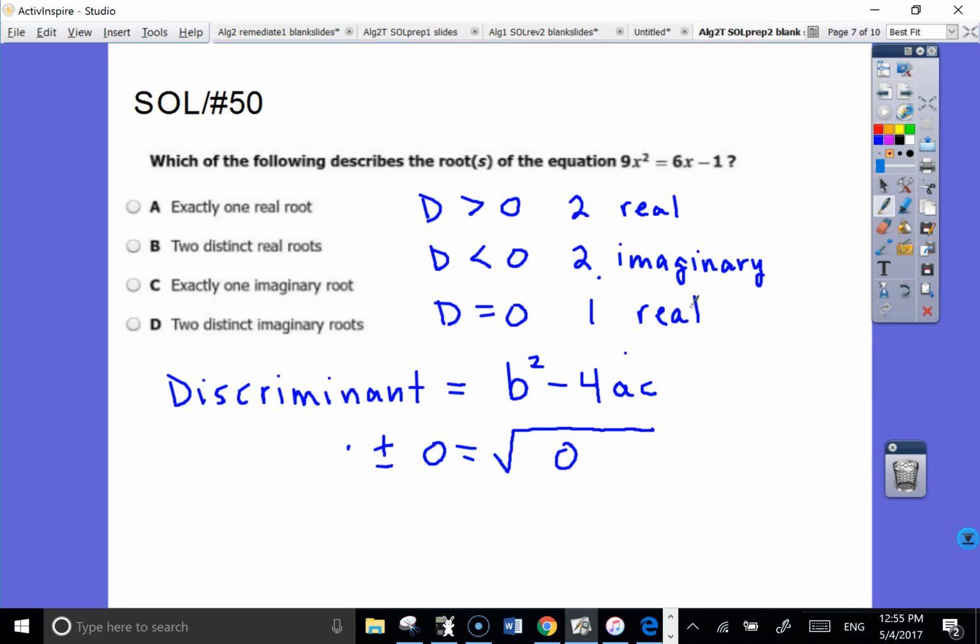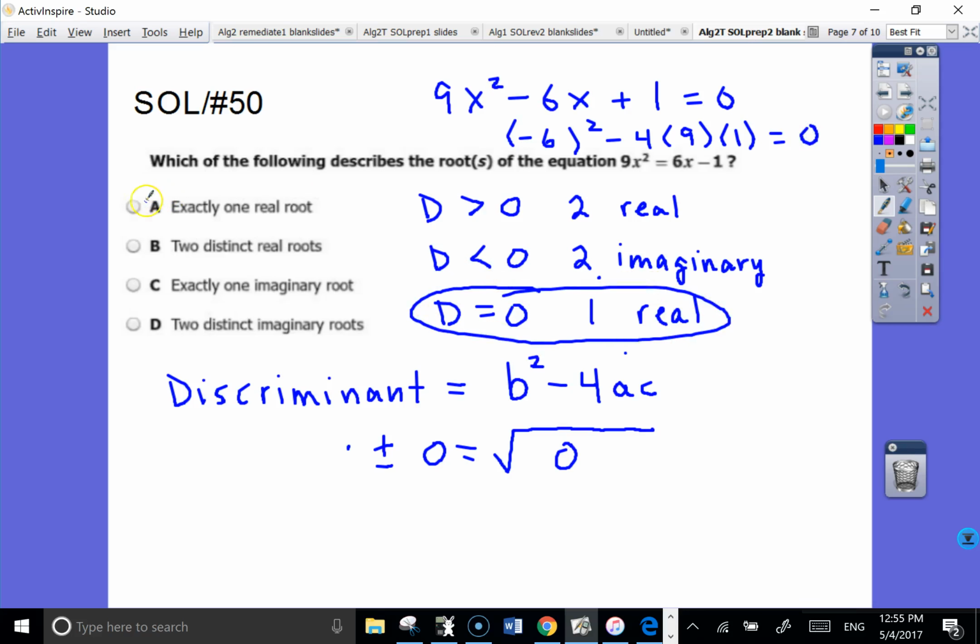So if I use that, then I would have to get everything on one side, 0 on the other: 9x squared minus 6x plus 1 equals 0. And then I'll do my b squared minus 4ac. That'll be negative 6 squared minus 4 times 9 times 1. What does that equal? It's 0, so that's this one right here. So the answer is 1 real root.